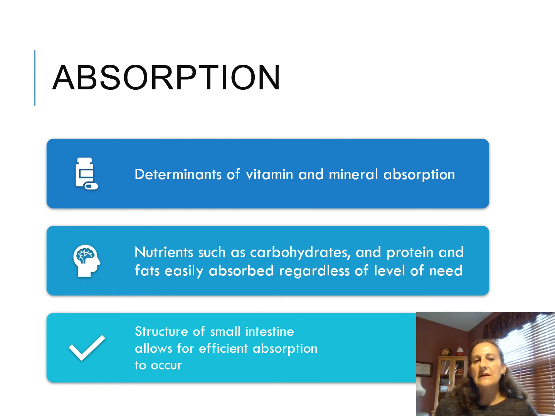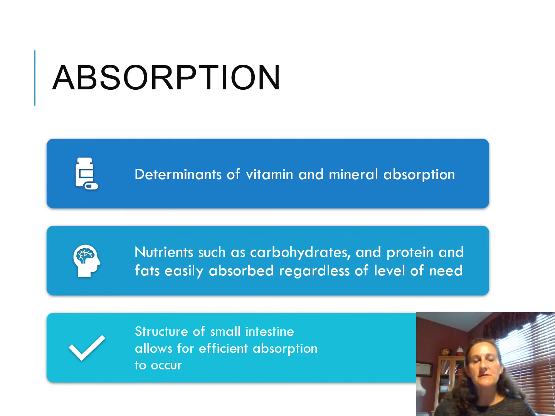Important here is the absorption from the small intestine. It's going to make it easy for macronutrients. So read chapters 1 and 2. The macronutrients are the carbs, protein, and fat. And micronutrients, which we'll get to in chapters 7 and 8, are vitamins and minerals.